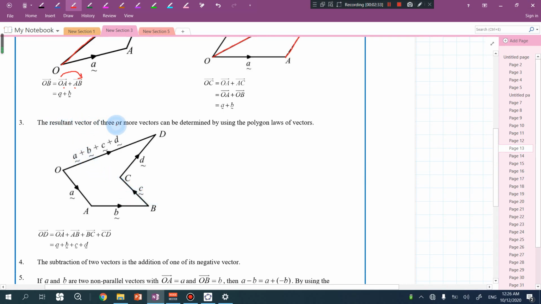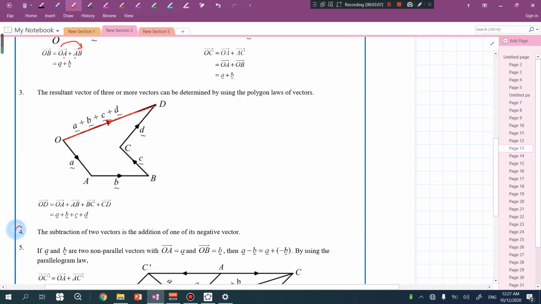Now let's look at this one. The resultant of three or more vectors can be determined by using the polygon law of vectors. If this is A, this is B, this is C, this is D, A plus B plus C plus D will be over here. This is the resultant vector of vector A, vector B, vector C, and vector D. So when you solve questions for vectors, you have to look carefully at the arrow. It's very important.